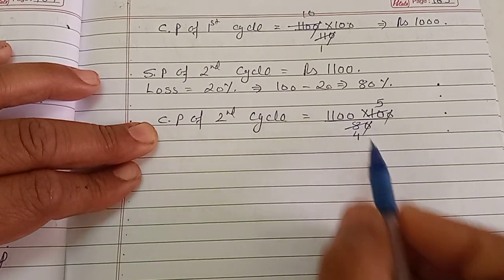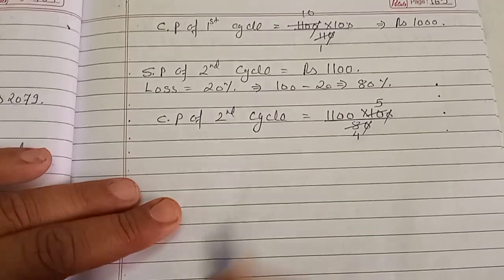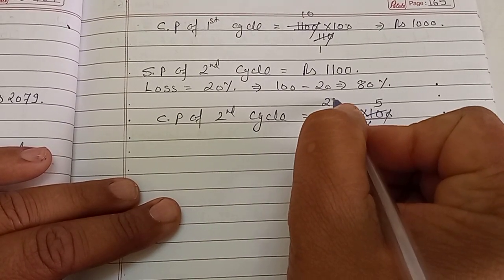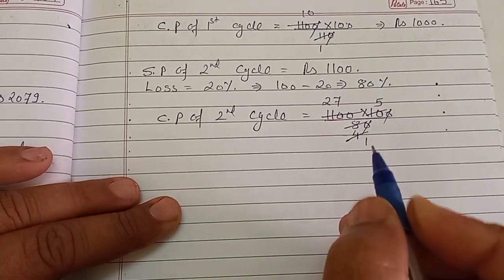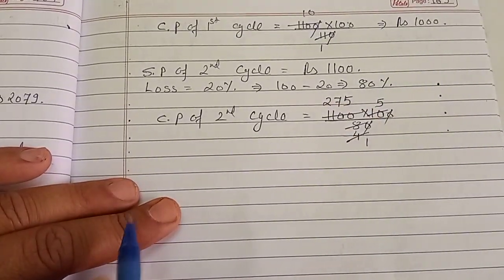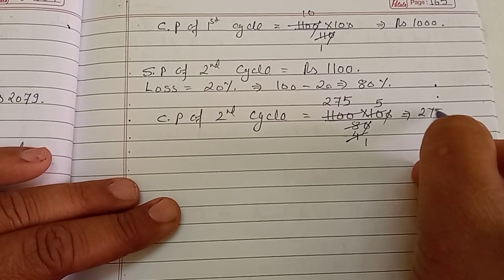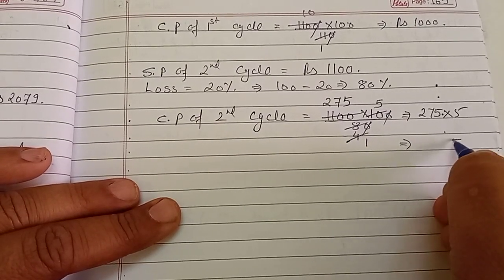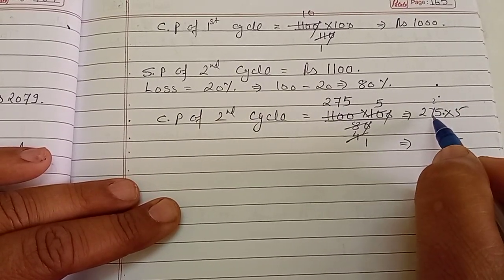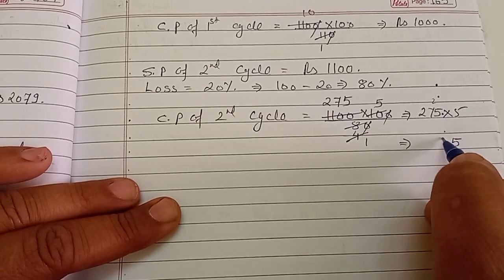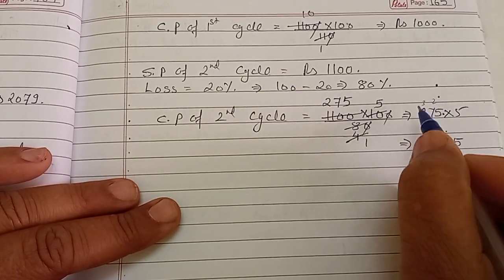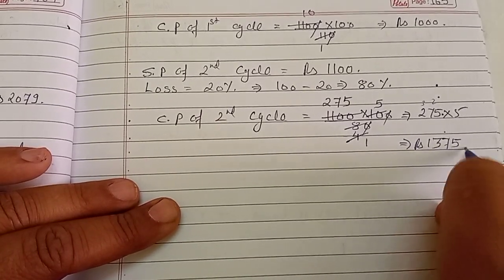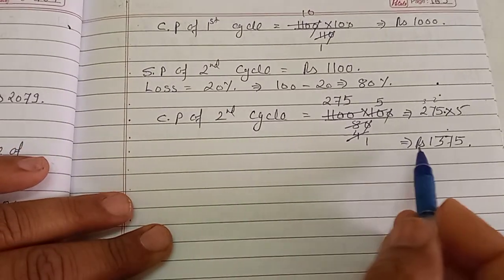Again cancel 1100 with 4. 4 1s are 4, 4 2s are 8, 4 7s are 28, 4 5s are 20. That means 275 multiply with 5. 5 5s are 25, 2 carry. 5 7s are 35, 35 plus 2, 37, 3 carry. 5 2s are 10, 10 plus 3, 13. That is rupees 1375 is the cost price.